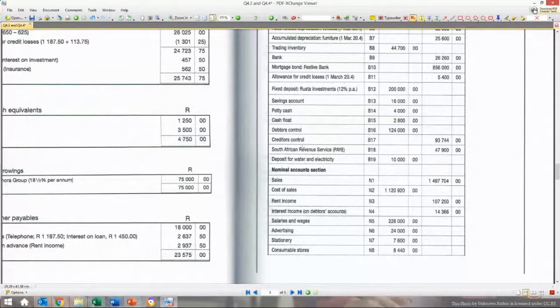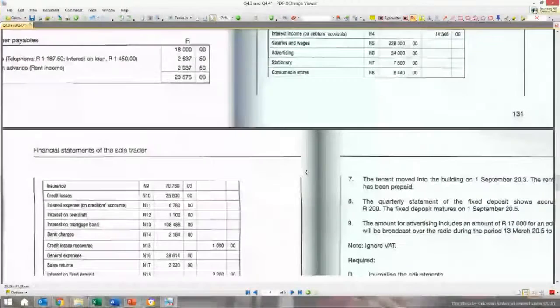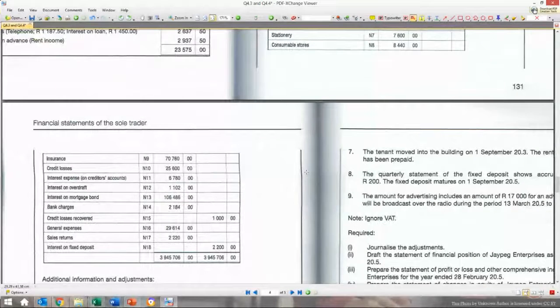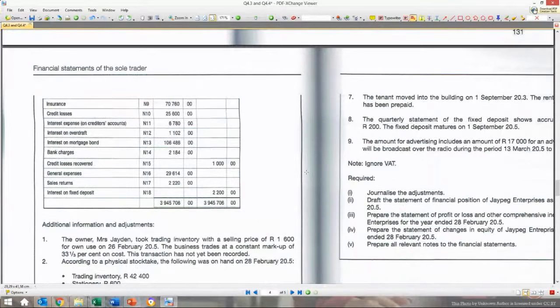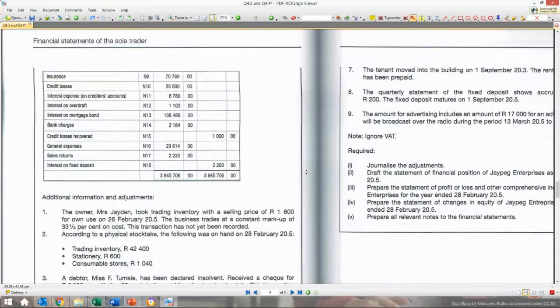Okay, and then let's see if there's anything else that is specific that I need to note. Okay, so the rest of the information is just plain straightforward, your assets, your liabilities, income, expenses. Now, if we look at the additional information, this is the information that you will require for the first thing that you have to calculate. So to journalize the adjustments, this is based on the additional information.